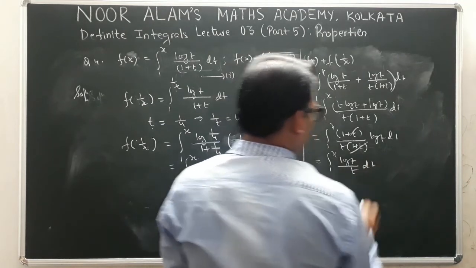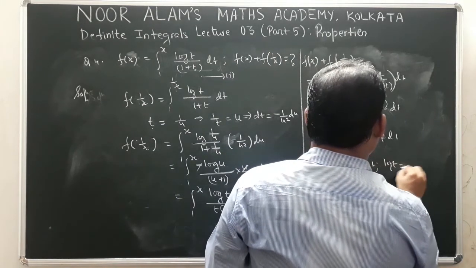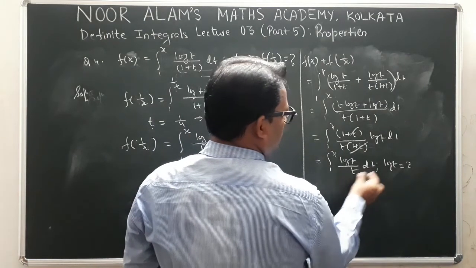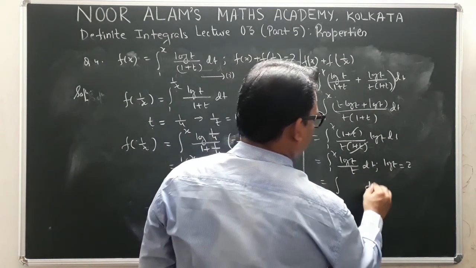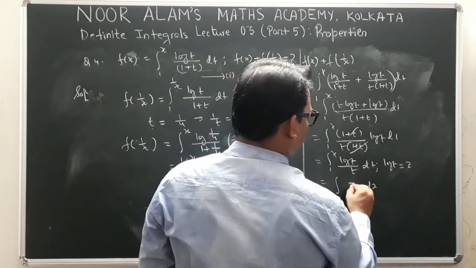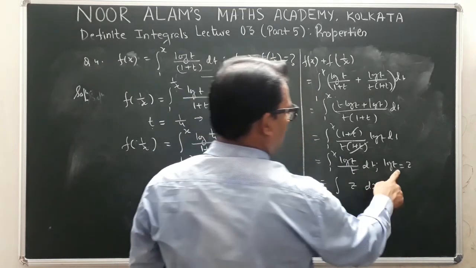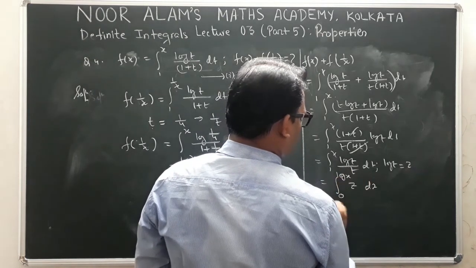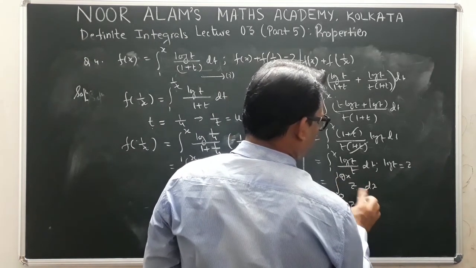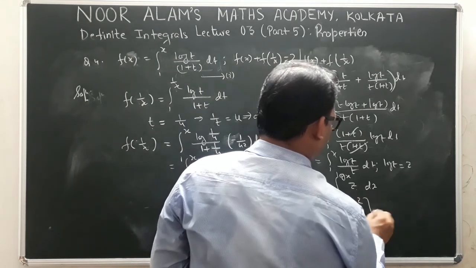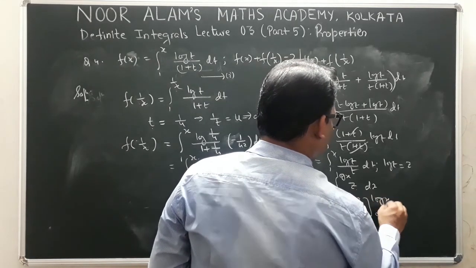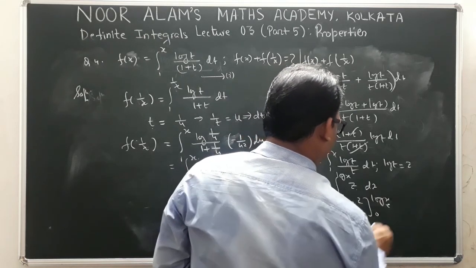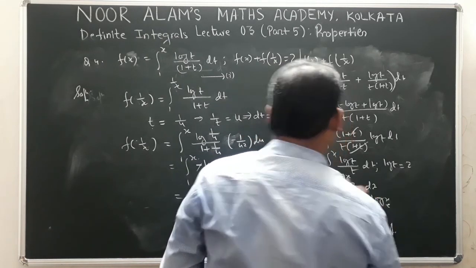Now put log t equal to z. Log t has the derivative 1 by t dt, so dt by t is dz, and log t is replaced by z. Now the limits: when t is 1, z is 0. When t is x, the upper limit is log of x. The integration of z is z square by 2, with the limit 0 to log x base e. As a result, we have half of log of x base e whole square. This is the answer.